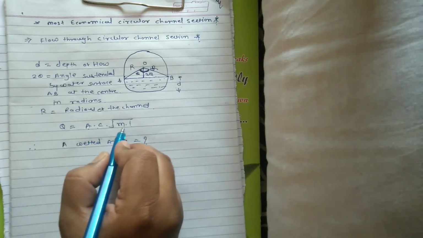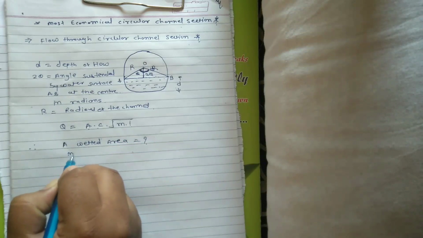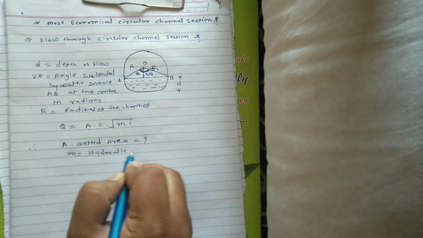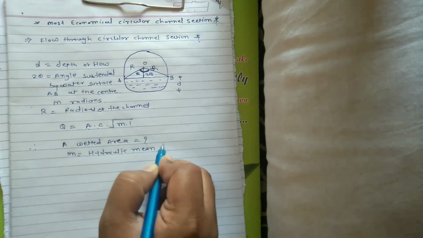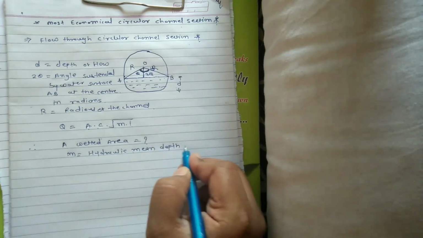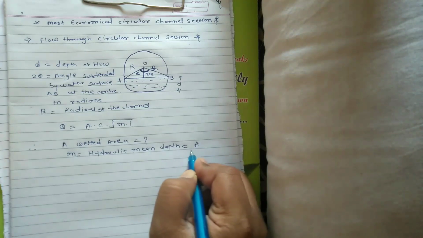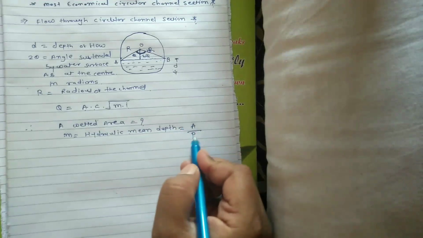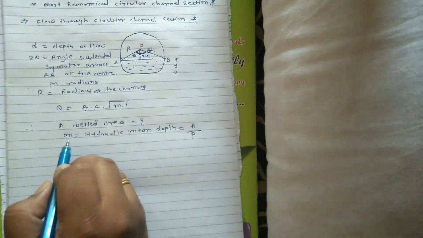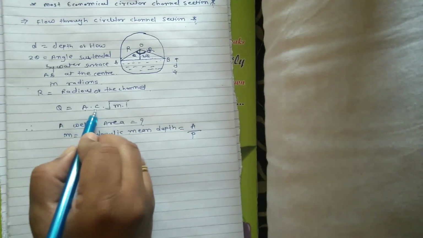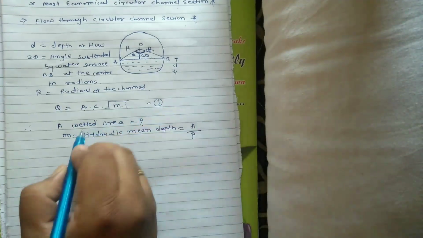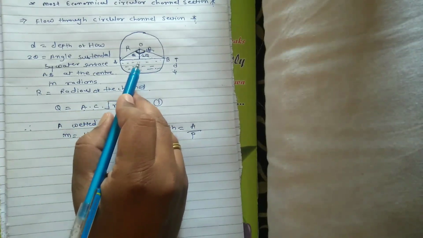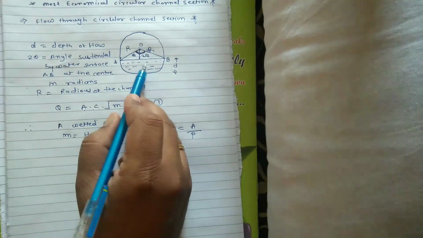Similarly, what is the remaining quantity? That M is nothing but hydraulic mean depth, which is equal to weighted area by weighted perimeter, right? So if you find this weighted area and weighted perimeter, you will get this hydraulic mean depth. Then if you put A and this M in this equation, suppose this is equation number 1, you will get the discharge or flow through this circular channel section, right?